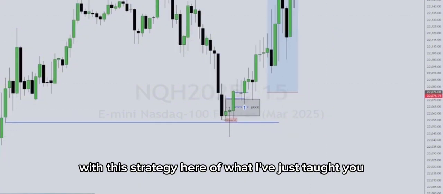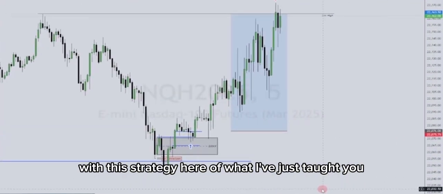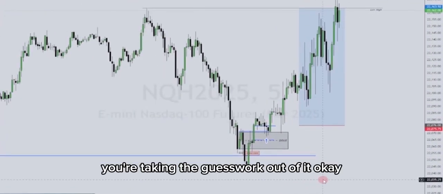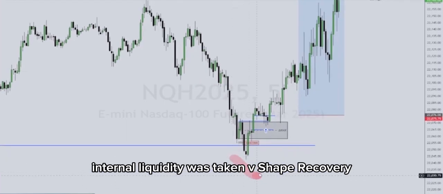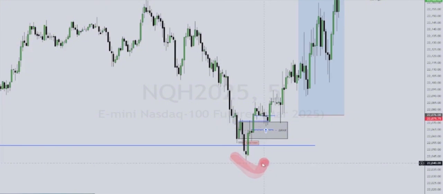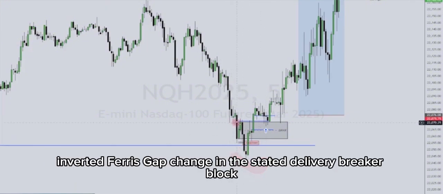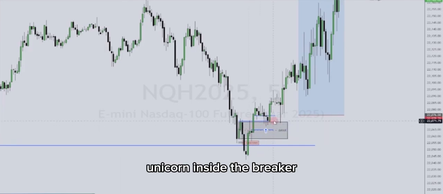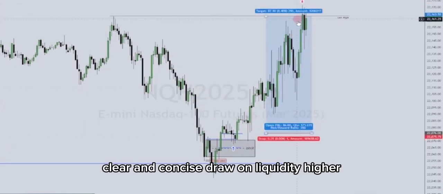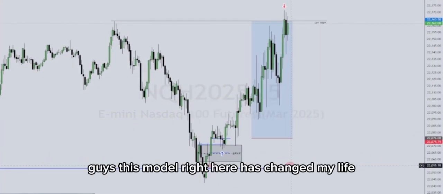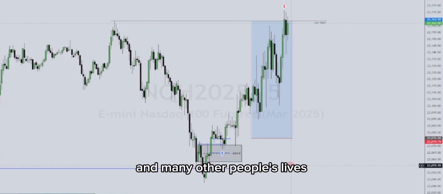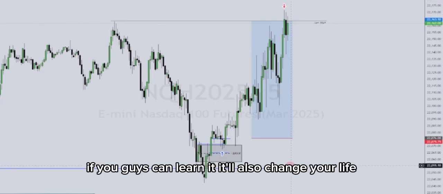With this strategy here of what I've just taught you, you're taking the guesswork out of it, okay? You know that my model tells me, hey, internal liquidity was taken, V-shaped recovery, inverted fair value gap, change in the state of delivery, breaker block, unicorn inside the breaker, clear and concise draw on liquidity higher. I execute my model with peace of mind and I let the market do the rest. Guys, this model right here has changed my life and many other people's lives. If you guys can learn it, it'll also change your life.